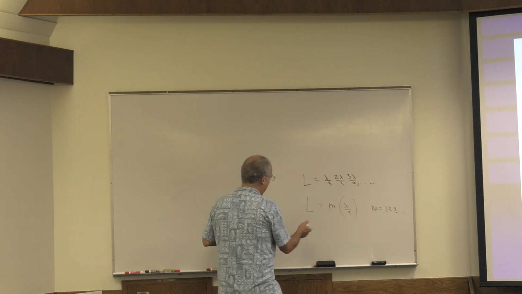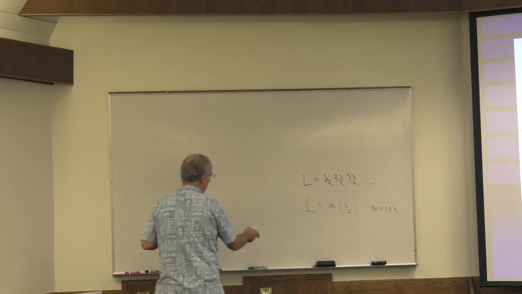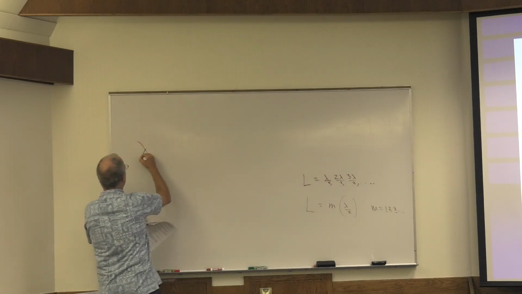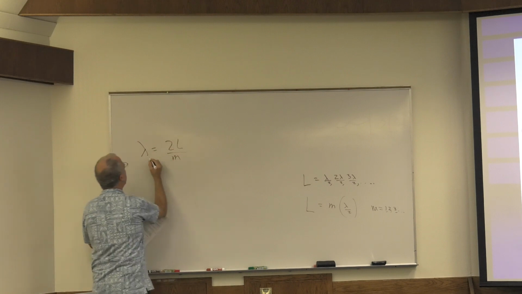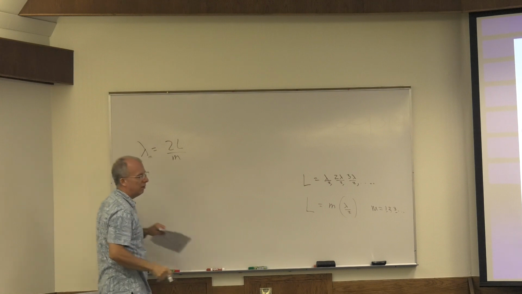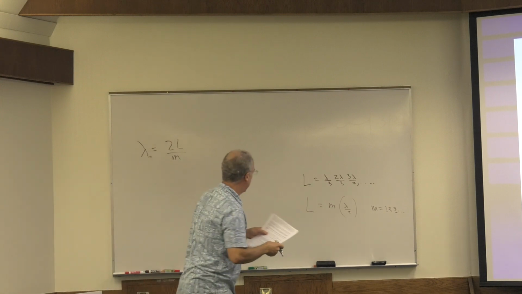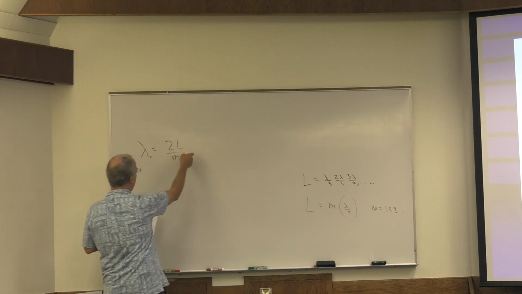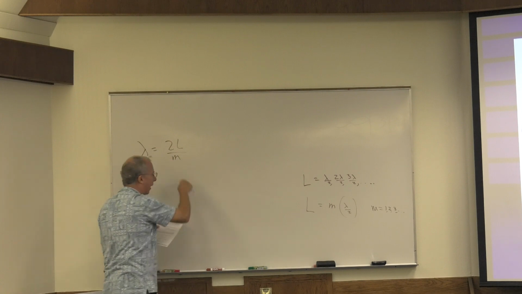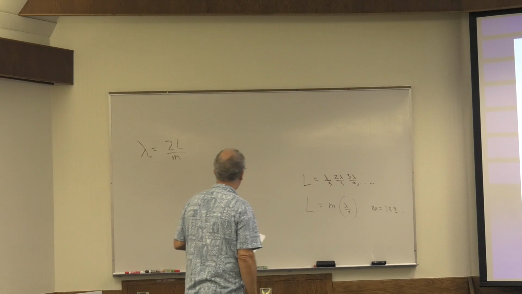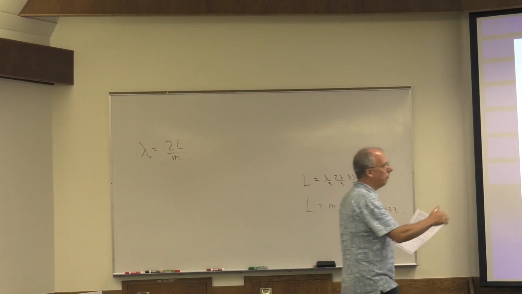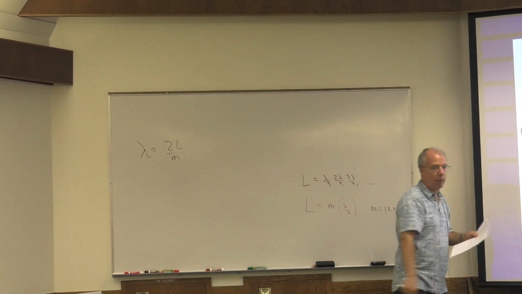Now let's solve for lambda. So lambda equals 2L over m. It's probably a good idea to put a little subscript here for m. So we have lambda m equals 2L over m. And again, m is the index. It can't be any mass, because what's mass with a wave? Doesn't make any sense.